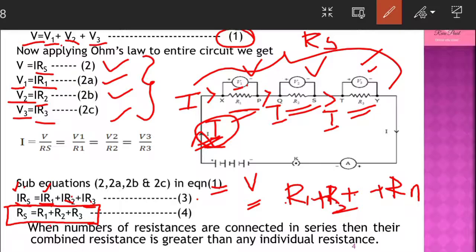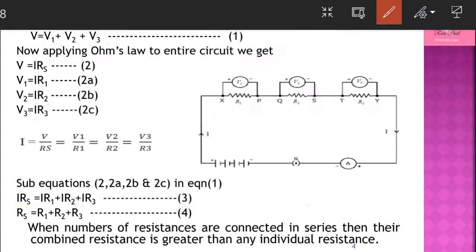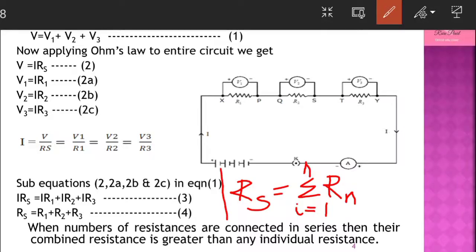And how can we write it in short? The mathematical expression can be written as the total resistance Rs is equal to the sum of all the resistances connected in series. So the summation is varying from 1 to n. Okay, so we can express the total resistance like this. Fine.